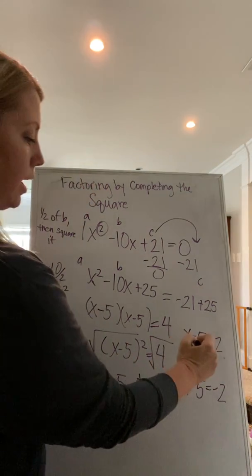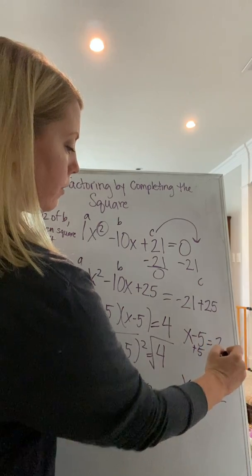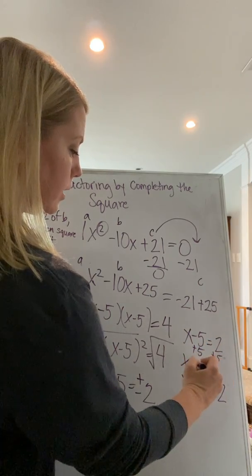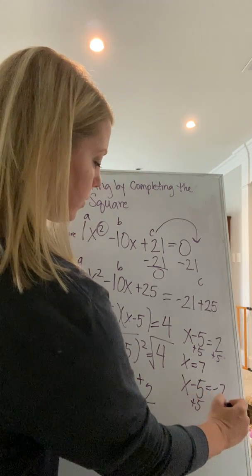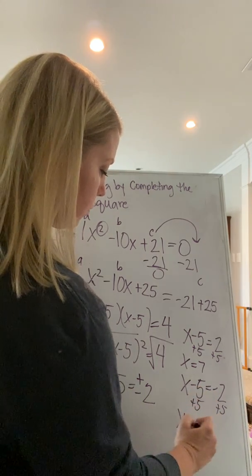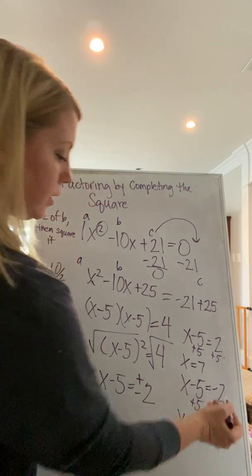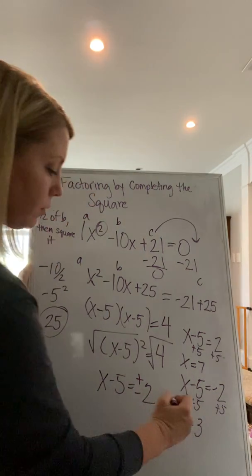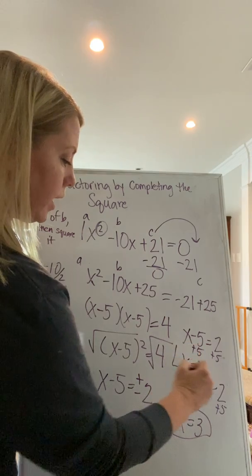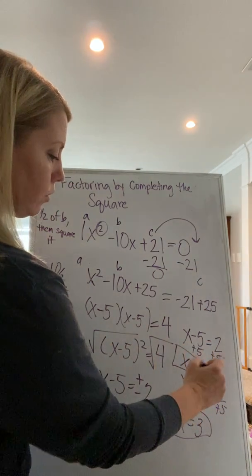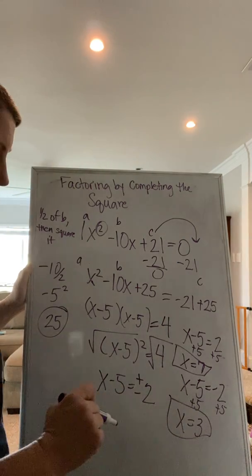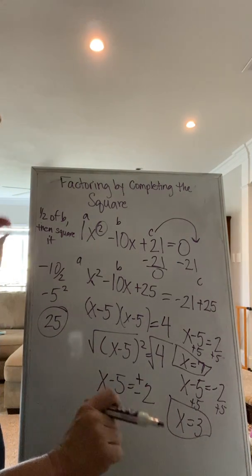And then I just add my 5 to both sides to solve this one. And I end up with x equals 7. And I'm going to add my 5 to both sides, and I get x equals 3, because 5 minus 2 is 3. So these are my two answers, because remember, you're looking for two answers anytime you solve a quadratic equation. So my two answers are x equals 7 and x equals 3.